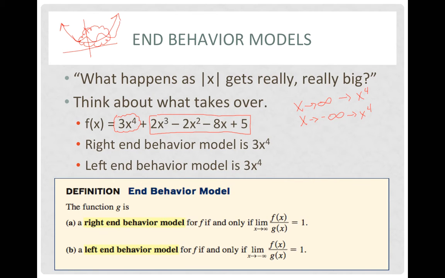Now, something that we're going to kind of stretch for a little bit is end behavior models for fractions or rational functions or quasi-rational functions here. And we're going to look at this definition saying that the function g is a right end behavior model if the limit as x approaches infinity of that ratio is 1, and likewise it's a left end behavior model if the limit as x approaches negative infinity is 1. So we're going to look at that here.